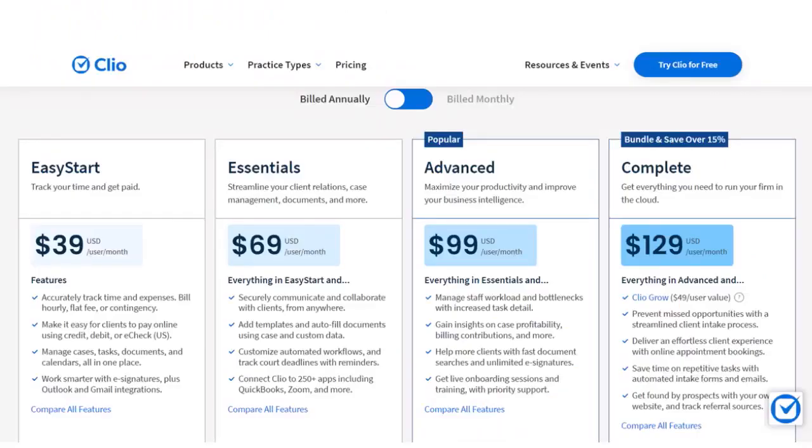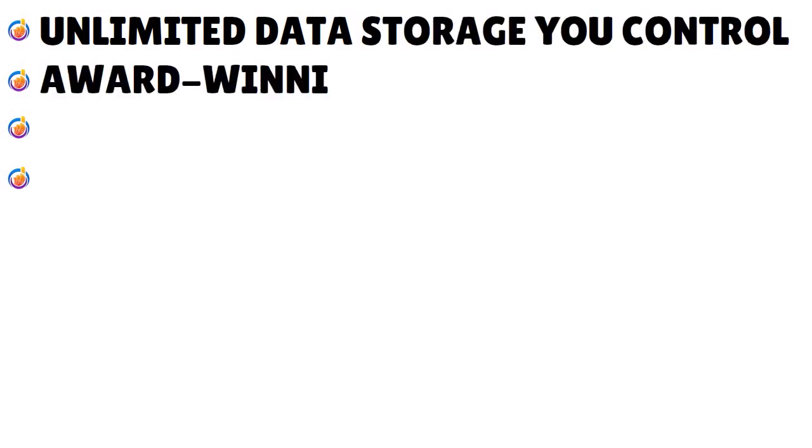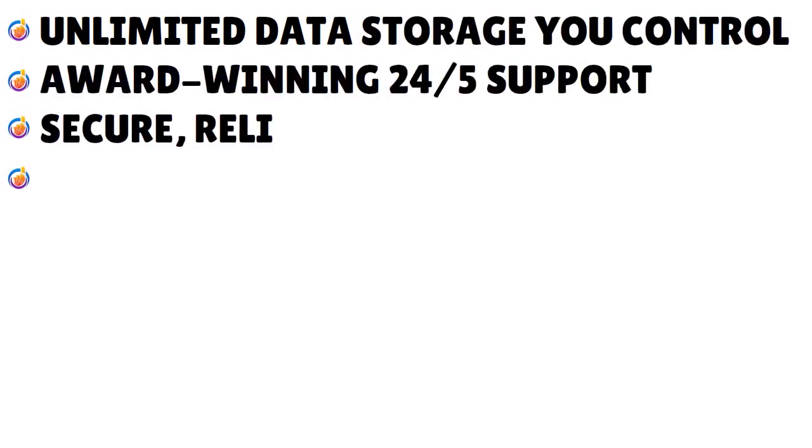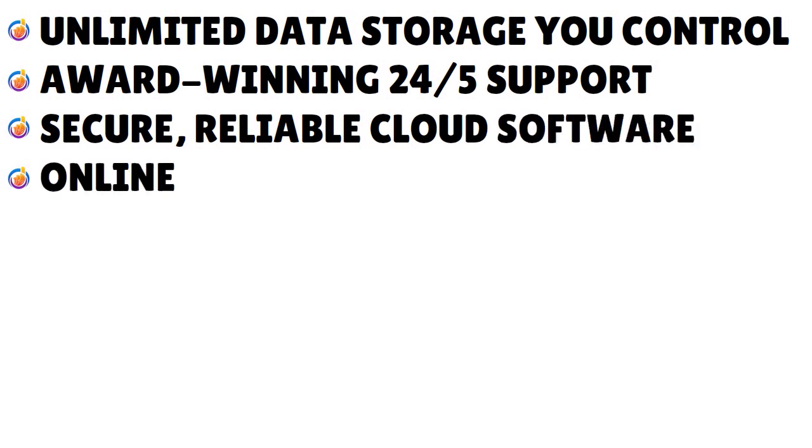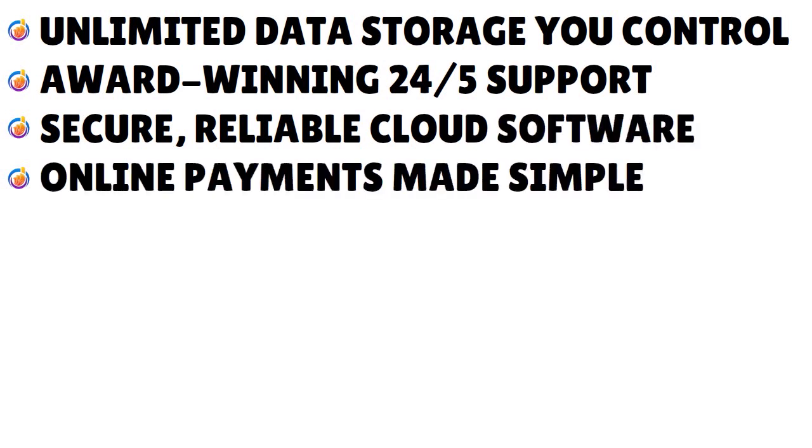Okay. So as you can see on the screen, you have four plans. You have the Easy Start, the Essentials, the Advanced, and the Complete. So Easy Start will cost you, again, all those numbers are as of the date of the show, okay? So things might change by the time you watch this show. What I want to say here is that with all the plans, you have unlimited data storage you control. You have award-winning 24/5 support. You have secure, reliable cloud software. And you have online payments that are made simple through the software.